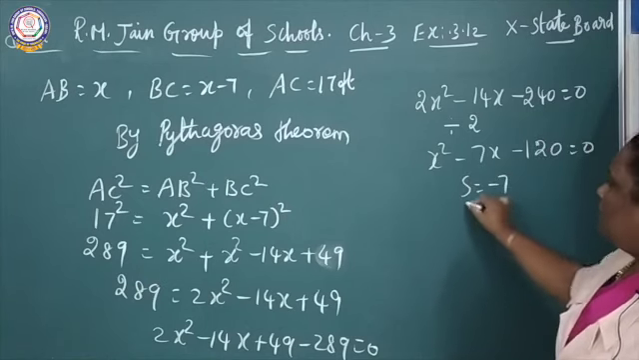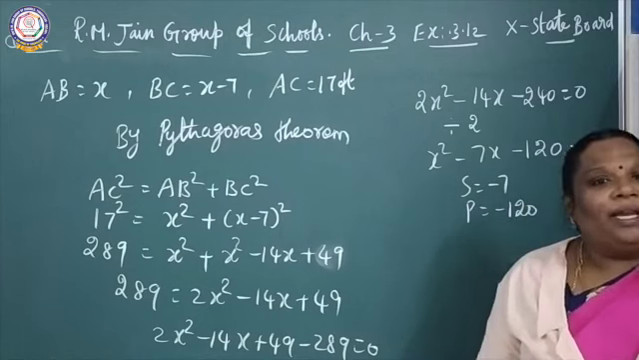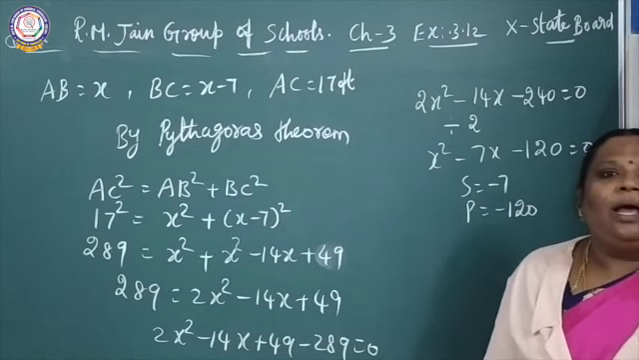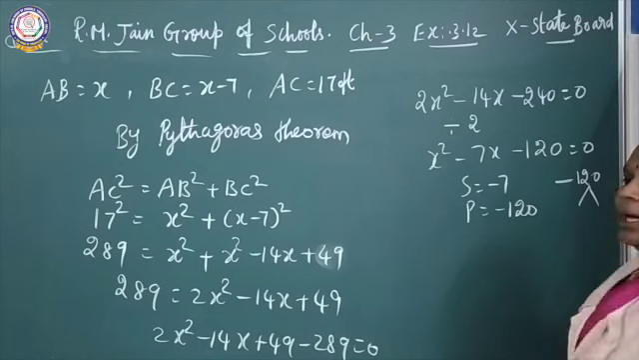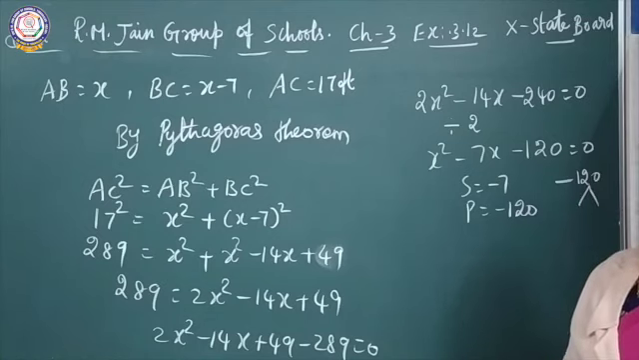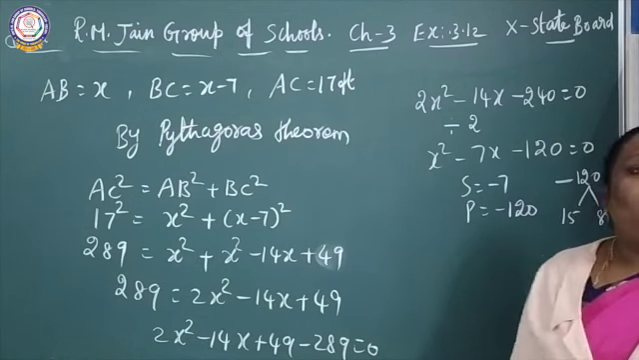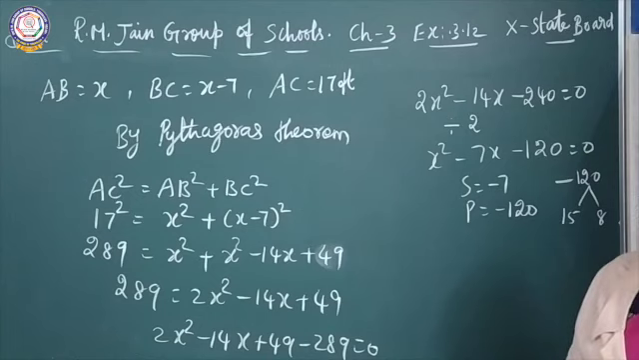Sum equal to minus 7, product equal to minus 120. If it is minus 120, you can write down all the possible values from the 2 table to the last. Or otherwise, if you want to apply the quadratic formula, what is that formula? Minus b plus or minus root of b square minus 4ac by 2a. See, 15 eights are 120, minus 7, so it should be a greater number in the negative.